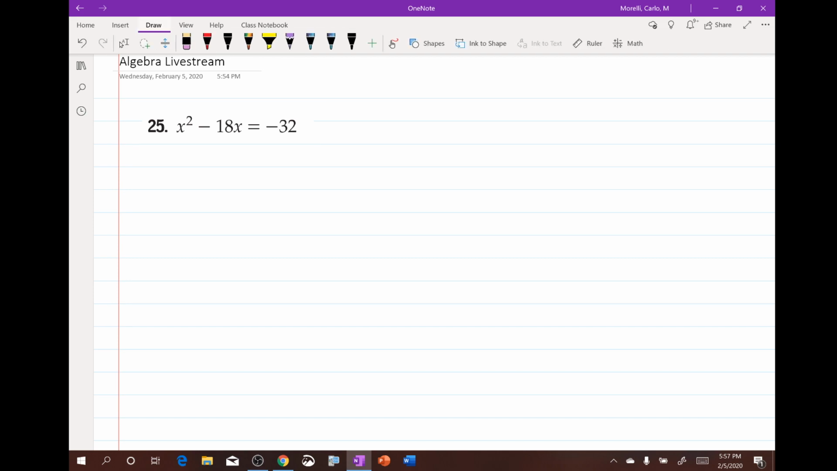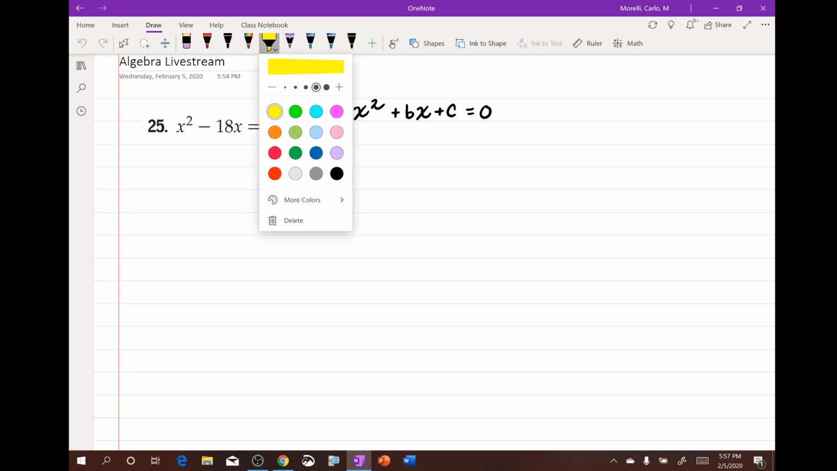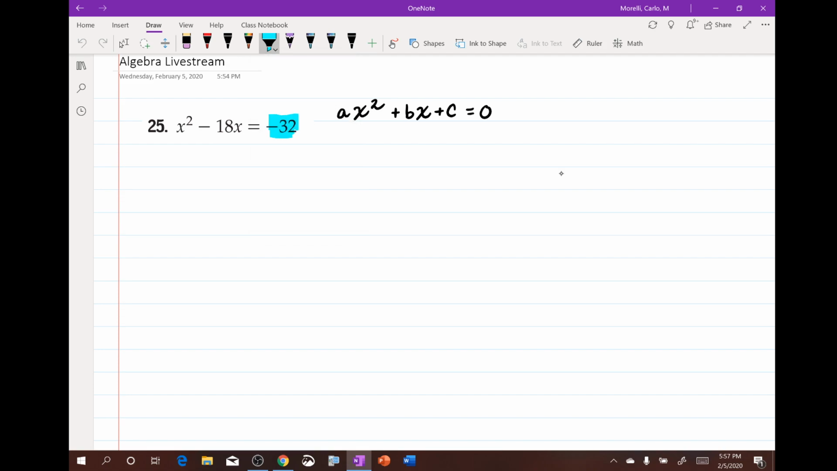Awesome. So here is the first thing we have to do. Unfortunately, we're not currently in standard form. Standard form looks like this: AX squared plus BX plus C equals 0. This is the culprit right here. This rascal needs to move over to the left side of the equal sign. So can somebody tell me how to move negative 32 to the left side of the equal sign?